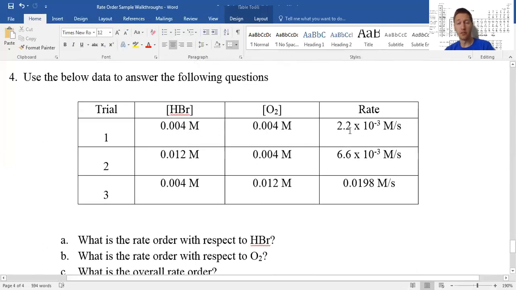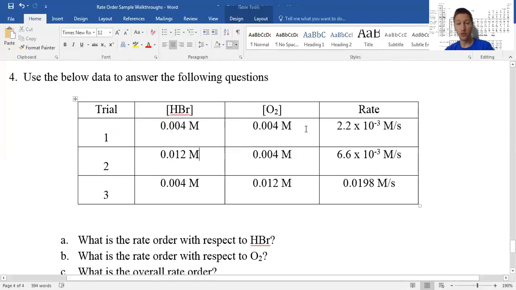All right, the numbers aren't very nice for us here, but I think we'll be okay. So how does HBr affect the rate? So 4 to 12, what do we do? We tripled the concentration of HBr. 4 times 3 is 12. We didn't change O2, so trial 1 and 2, we're finding out how HBr affects the rate. When we tripled HBr, what happened to the rate? 2.2 times 3 is also 6.6, so they both tripled. We tripled this, tripled the rate. That means that HBr is 1st order because it was proportional.